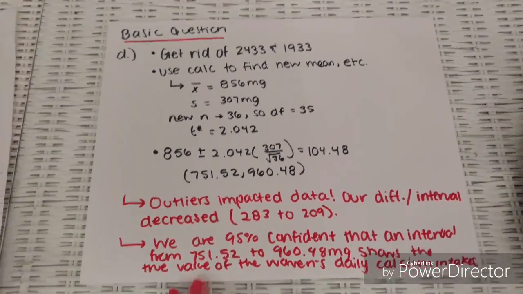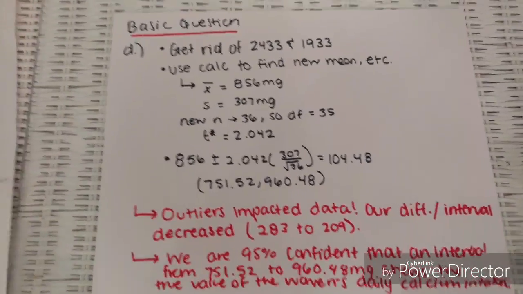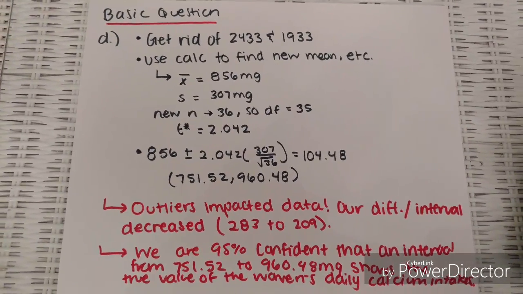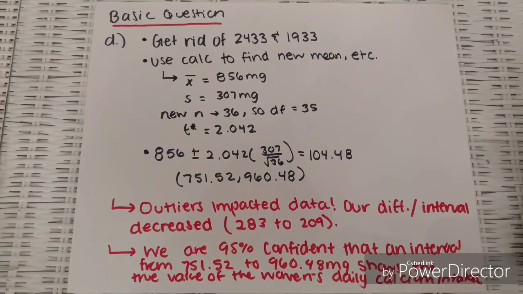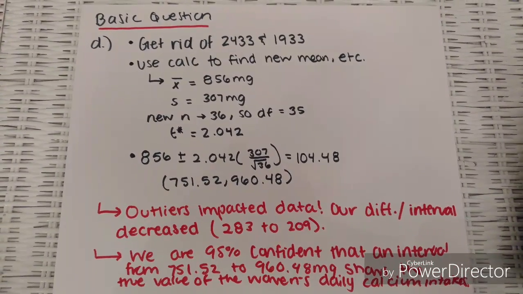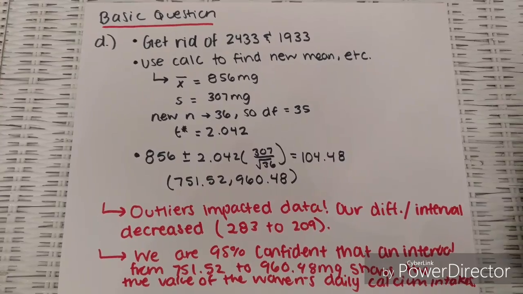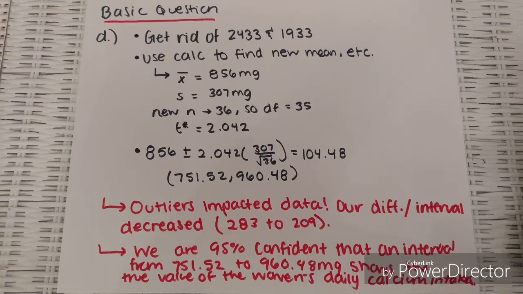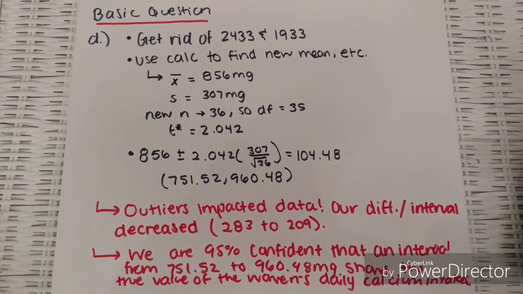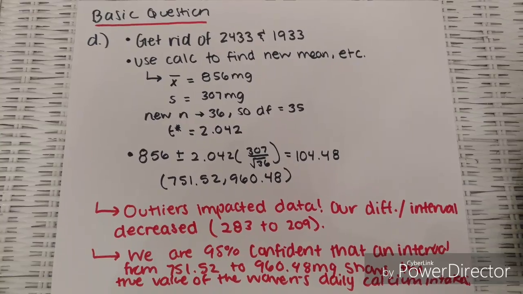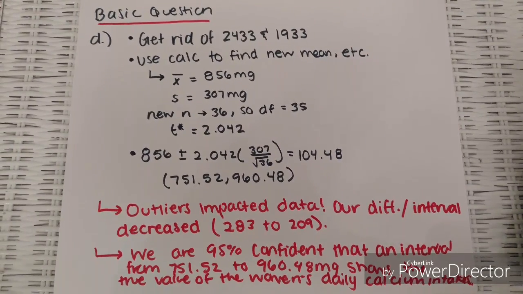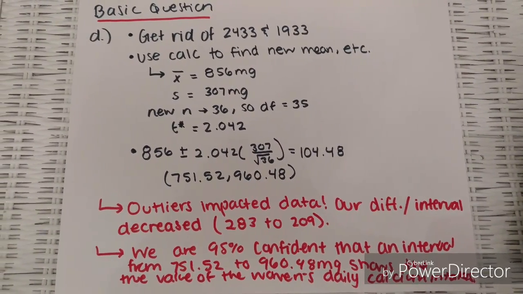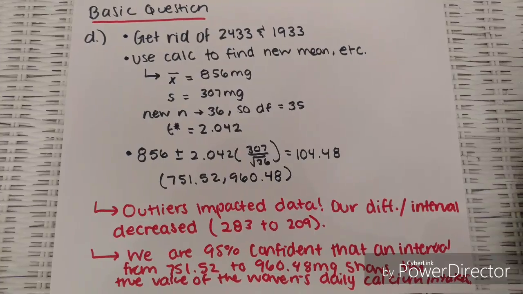The fourth and final part of our basic question, we are asked to eliminate the two largest values and recompute the 95% confidence interval, and to notice what happens. So we get rid of 2,433 and 1,933. Those were the outliers we found earlier. We use our calculator to find the new mean and the other values we'll need to complete the test again. We do the same thing we did before, and we find that our mean is 856 milligrams and our standard deviation is 307 milligrams.